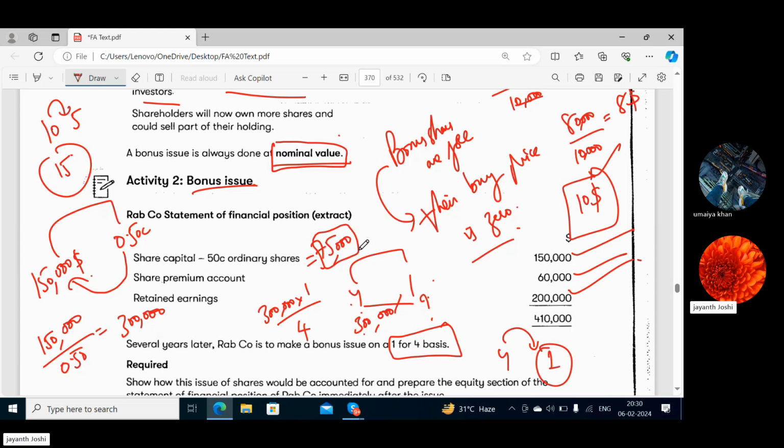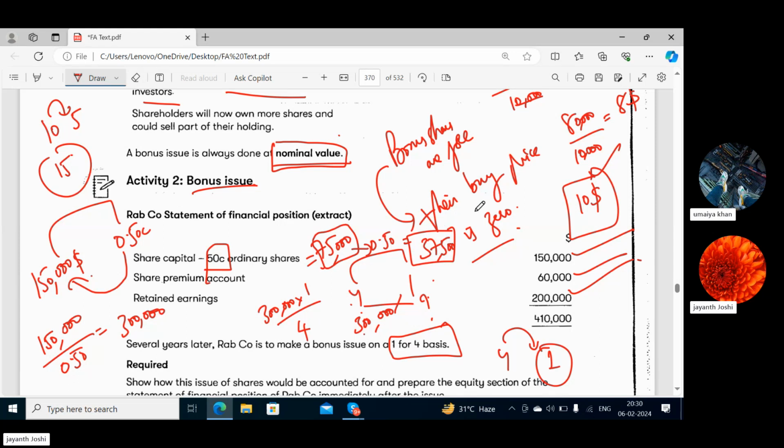But now we'll try to find out the value for these 75,000 shares. And we already know that bonus shares are always issued at nominal value. So 50 cents gives us 37,500. Did you understand this one, Umayya? Please tell me the value of the bonus share.